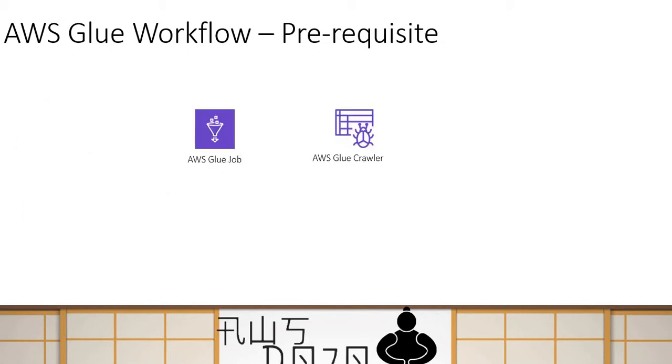Before I go to designing the workflow: when you're trying to create a workflow, as I said, that workflow is responsible for orchestrating your glue jobs and glue crawlers. So one of the prerequisites is that before you configure your workflow, you should have your glue jobs and crawlers already created, configured, and tested individually to make sure they are working. And once that is ready, then you can go and configure the workflow to orchestrate them. That's the only prerequisite we need to have.